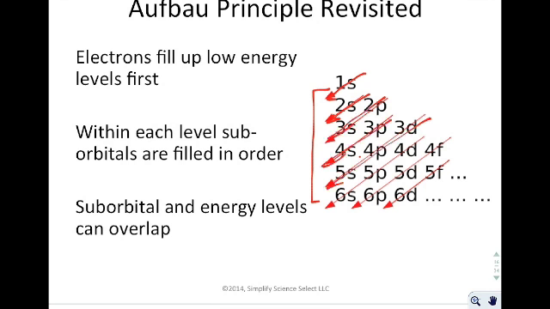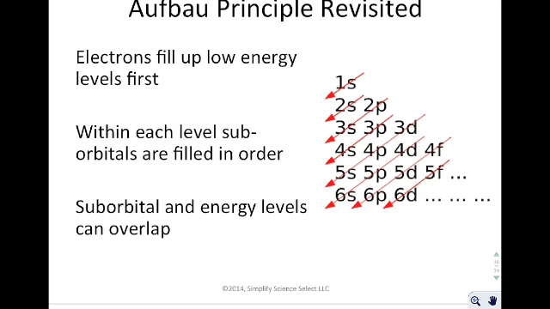So I would fill in 3d, and then 4p, and then 5s, and then 4d, and then 5p, and then 6s, and then 4f, and then 5d, and then 6p, and so on and so on and so on. So this is the order that you fill the electrons in, and this is why it doesn't match the exact number of orbitals for each energy level, the shape of the periodic table.